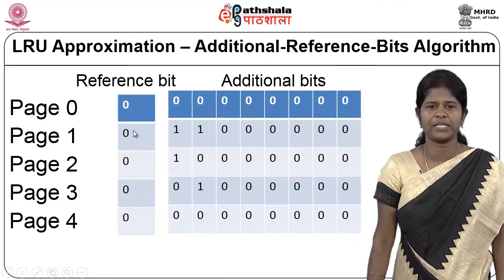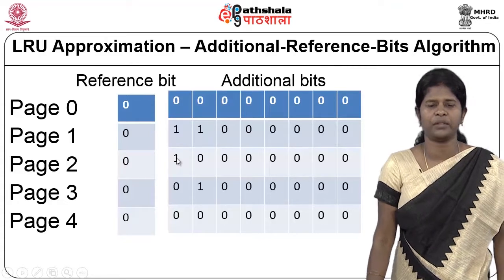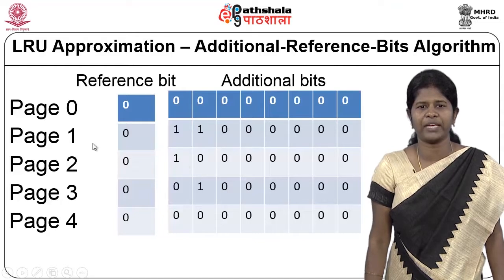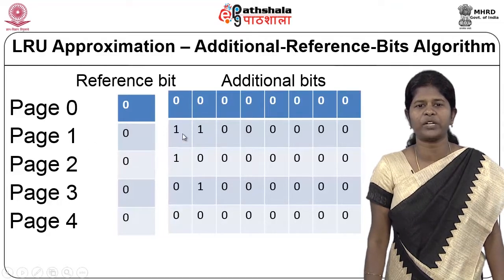So, now what happens? There is a reference to page 2 and that is being moved on to the right, and there is also a reference to page 1 that is also copied here, and whatever was here earlier was shifted 1 to the right, and you have this value.